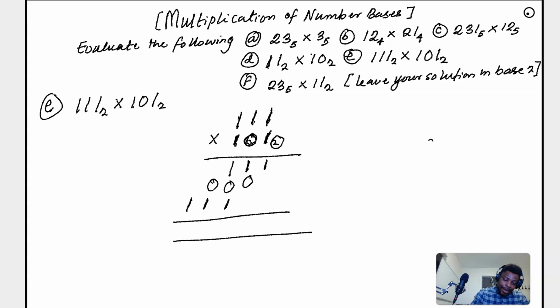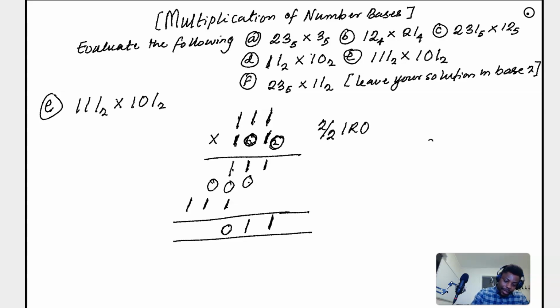Right? Now, let's put our answer. This is 1, which is less than 2, so 1. 1 plus 0, 1 is less than 2, so 1. 1 plus 0, 1 plus 1, 2. 2 is equal to the base, so you have to divide. 2 divided by 2, 1 remainder 0.